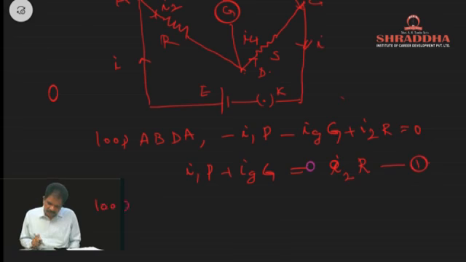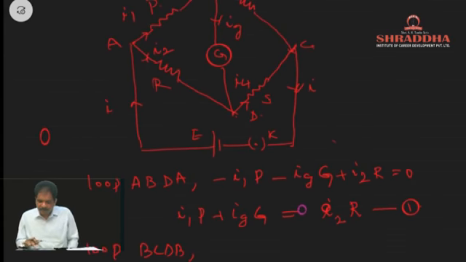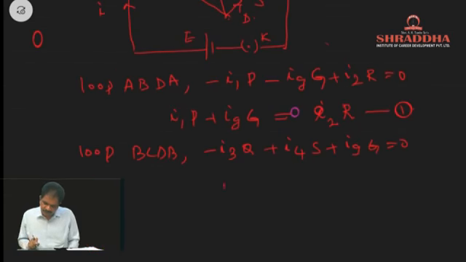Consider the loop B, C, D, B. In this loop, initially we are going from B to C, so the drop will be minus I3Q. Next we are going from C to D, means we are going opposite, I4S. We are going opposite here, so we can write IgG is equal to 0. So here I3Q is equal to I4S plus IgG. Let it be equation 2.